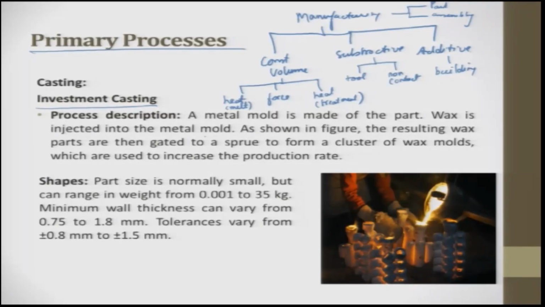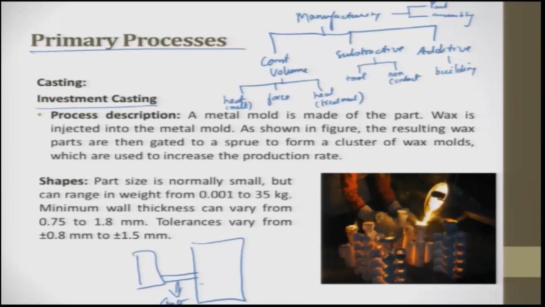into the metal mold. This metal mold can be made through additive manufacturing also today. So, a metal mold is made, and wax is injected through the metal mold as shown in the figure. These are all the molds. The resulting wax parts are then gated. Gate is nothing but, you have a part, you have to connect it to the main reservoir. So, this is the gate.